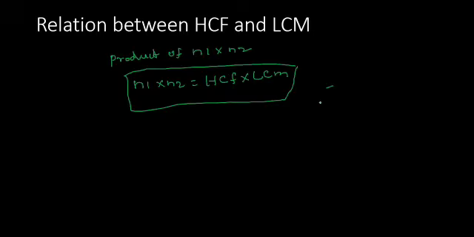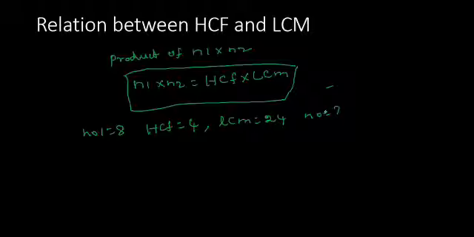Now, let us assume that we have been given an LCM. Let us assume number 1 is equal to 8, HCF is equal to 4 and LCM is 24. Now, what is the second number? Number 2 is equal to what? If this is the question, with number 1, HCF and LCM given, how do we find it? You just take this relationship, N1 into N2.